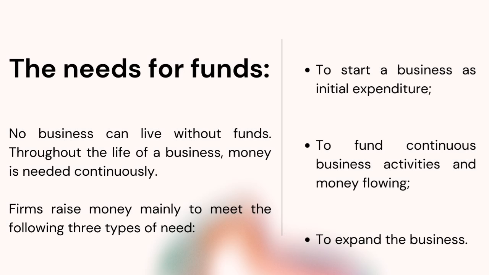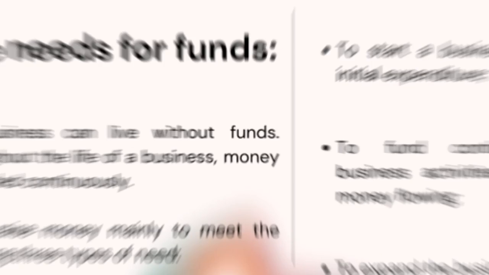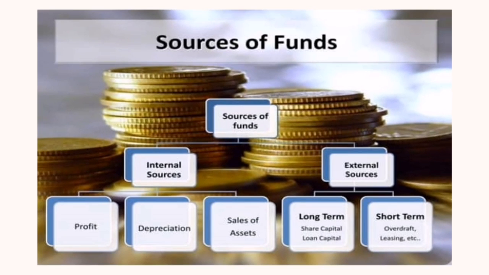There are three types of need for funds. These are: first, to start a business as initial expenditure; second, to fund continuous business activities and money flowing; third, to expand the business. Sources of fund includes the internal sources, which is composed of profit, depreciation, and sales of asset. On the other hand, we also have the external sources, which is composed of long-term, or share capital and loan capital, and short-term, which is overdraft or leasing, etc.